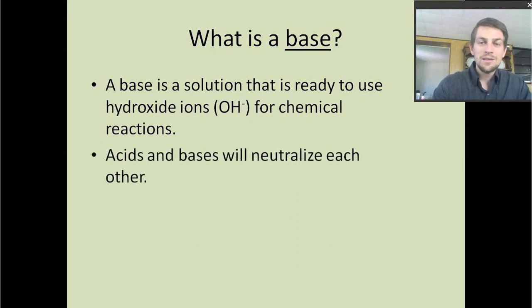So acids and bases will actually neutralize each other. So if you have some strength of an acid and then you add the opposite strength of a base, they'll actually neutralize each other, and it'll be a safe solution. You just stick your hand in it and you won't have your hand burned away, hopefully, if you did it right. Acids and bases actually kind of have the opposite effect on each other. So they'll neutralize each other and make each other kind of safer in a sense.